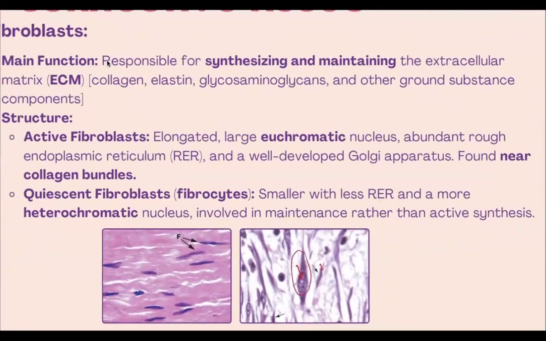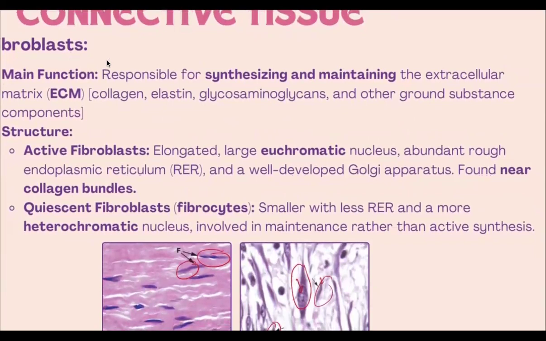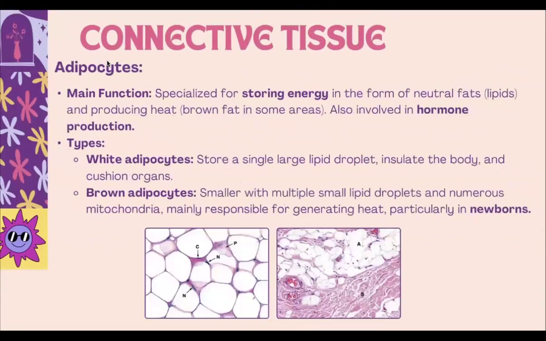So this guy over here, and they have a euchromatic nucleus, which means it's a loose chromatin. They have a lot of rough endoplasmic reticulum, and they have a well-developed Golgi apparatus. So these are found near collagen bundles. These are also active fibroblasts. Then you have quiescent fibroblasts, or the tiny ones. They're smaller. They don't have that much rough endoplasmic reticulum, and they contain a heterochromatic nucleus. That means it's tightly packed. So the smaller cells, you can see the difference between them. So once quiescent cells become active, then you would have that appearance.